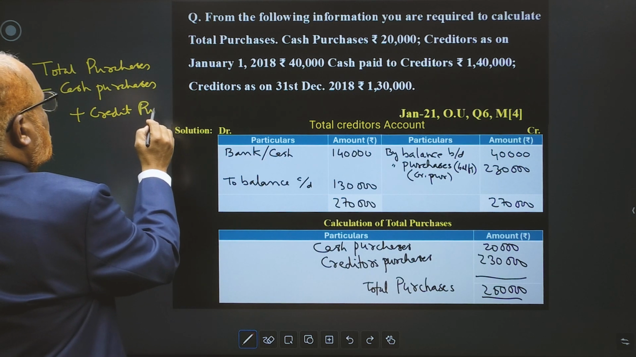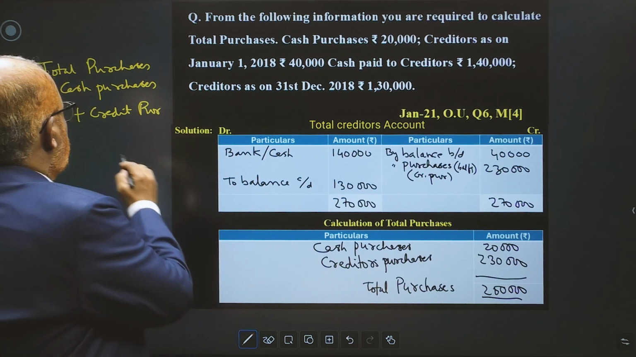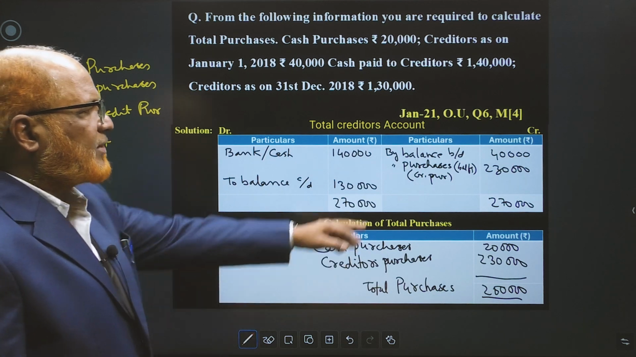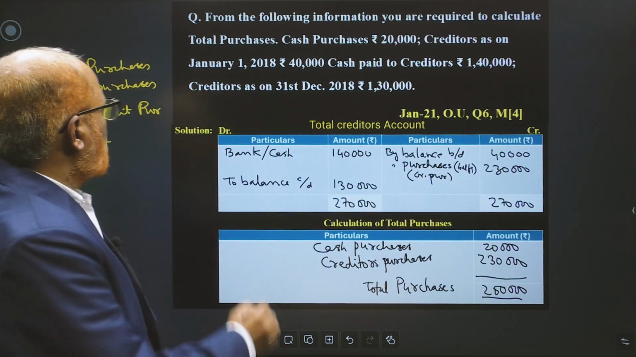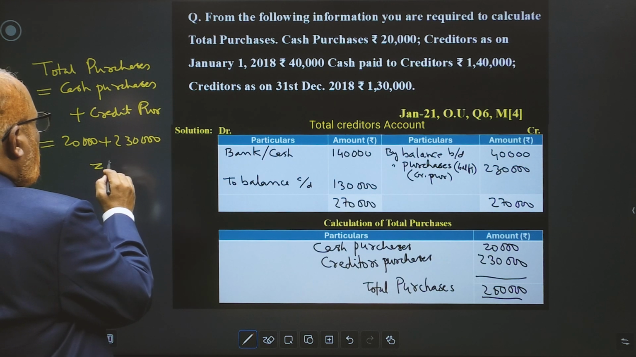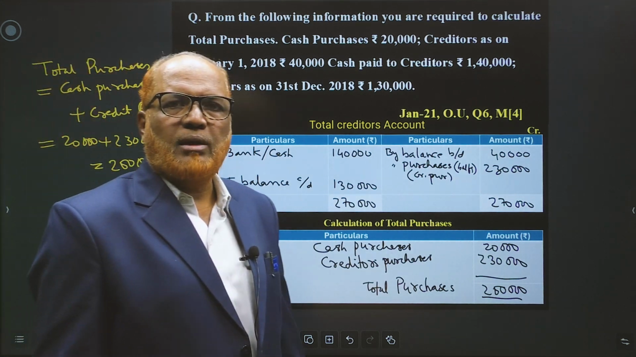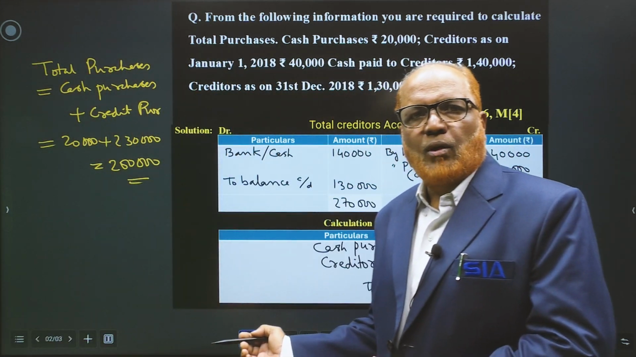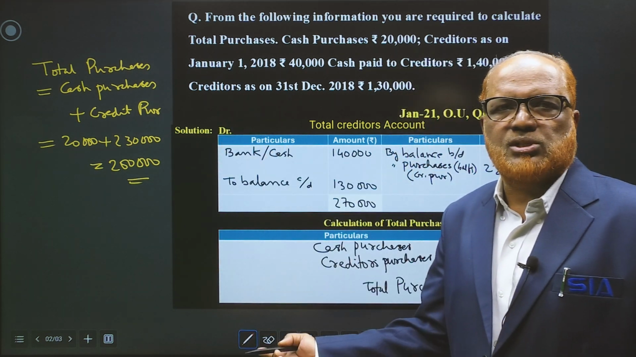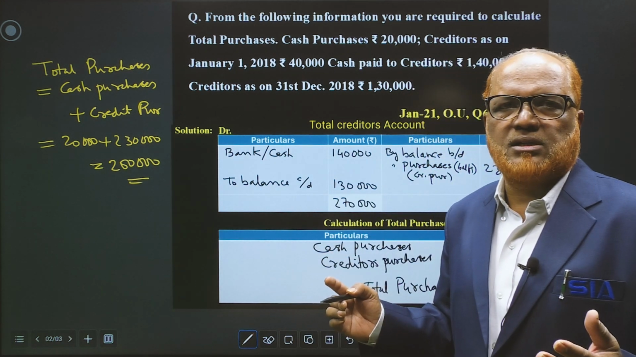So here cash purchases are given in the problem. How much is the cash purchase? 20,000. Simply write down 20,000, plus credit purchases, which we have just calculated in the creditors account, 2,30,000. So total will become 2,50,000. So 2 methods. You can make a table, or without a table, simply by writing in equation form, you can find out total purchases. So in this way, we can find out the purchases which are frequently asked in examination.